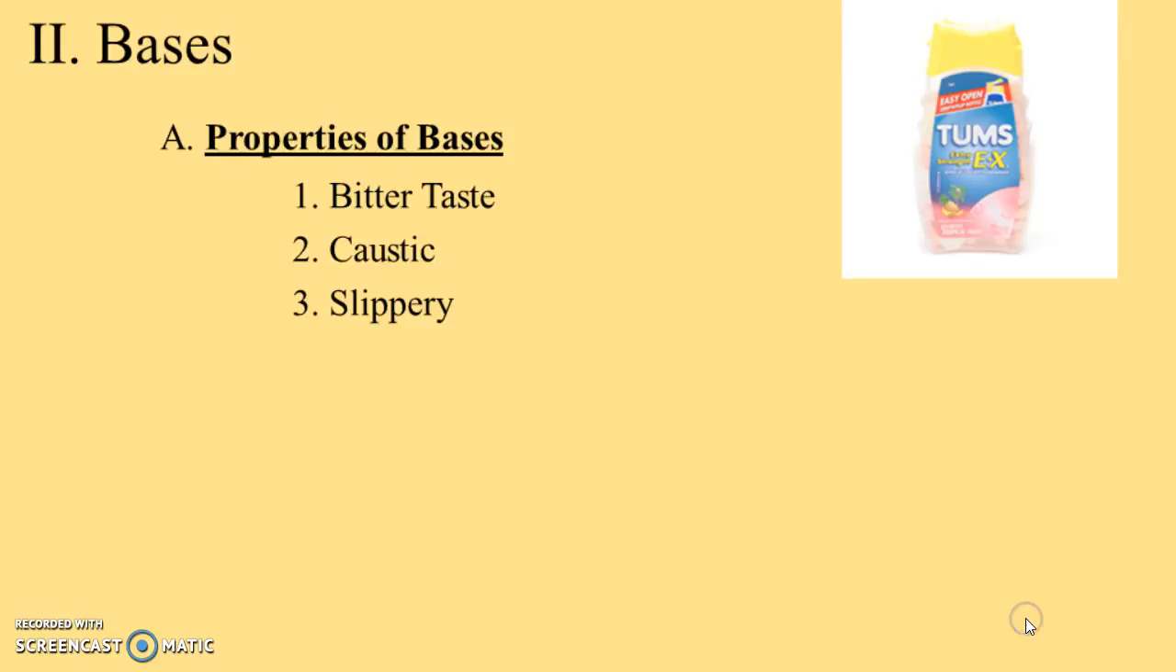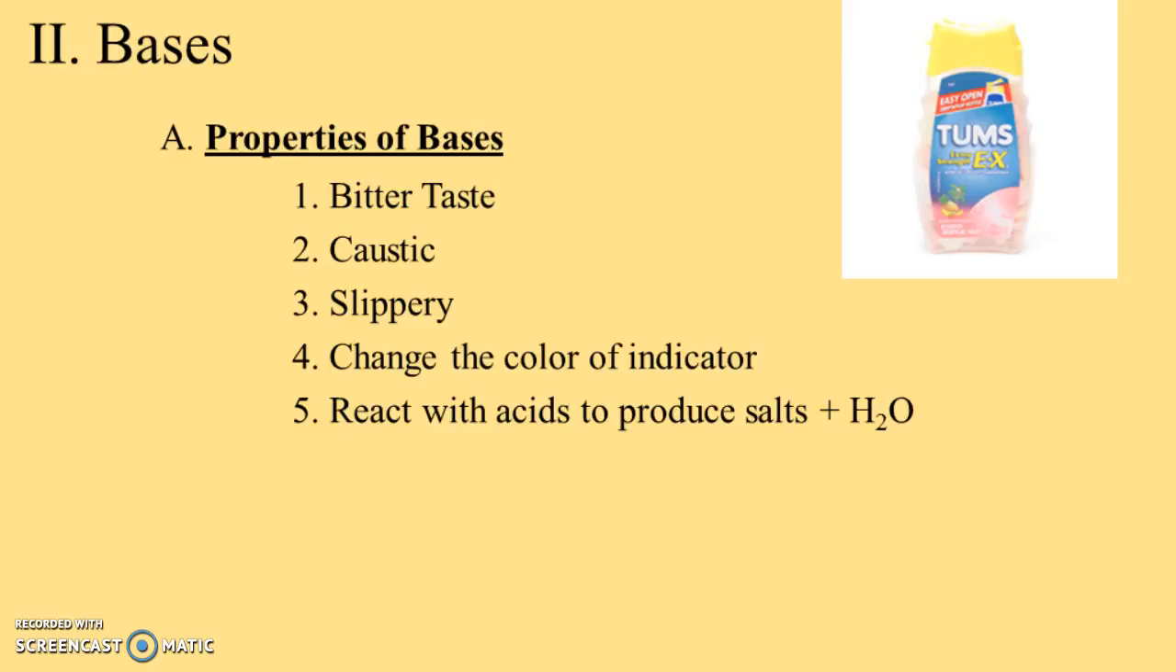Caustic, so they're fumy. Slippery to the touch. So if you ever get soap on your hands, it's usually basic and that is slippery to the touch. Bleach is also a base and it tends to be slippery to the touch. They also change the color of indicators. They react with acids to form salt and water, like we said before. They are also electrolytes, so they'll conduct electricity.